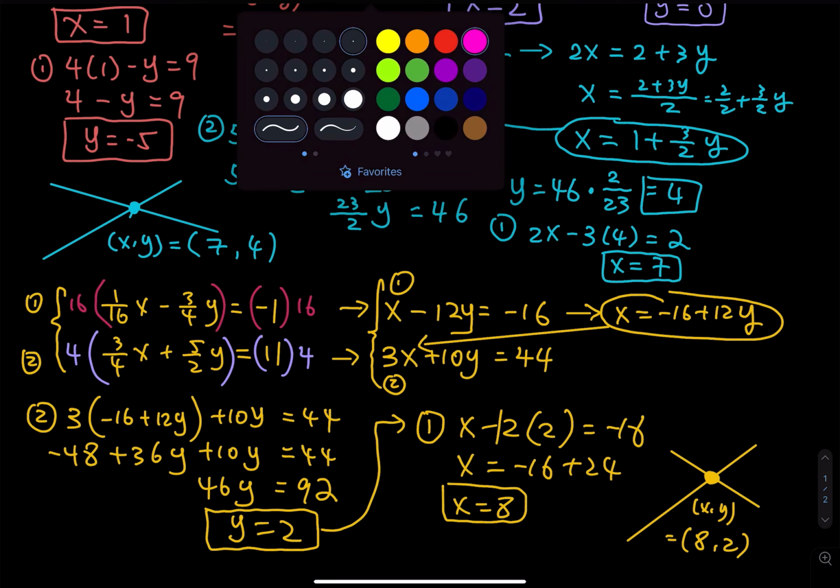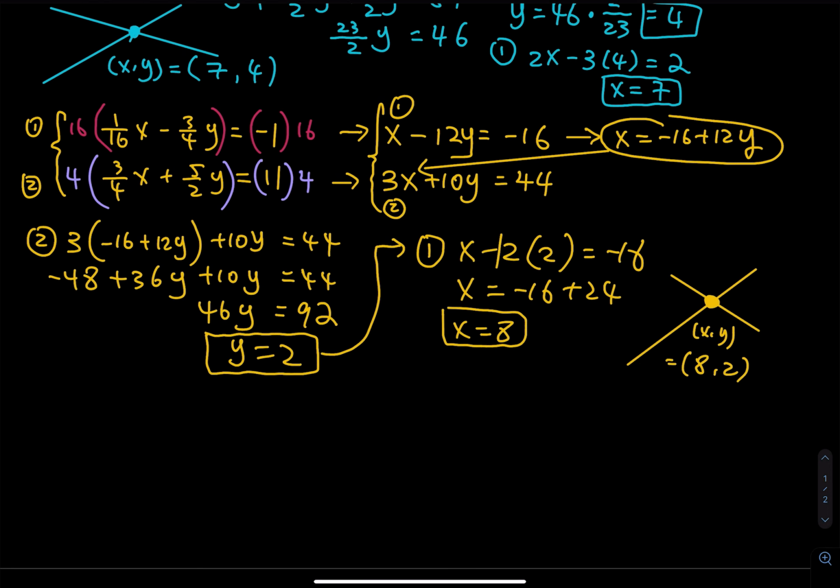The next system, let's pick some other colors. So it's 5 times x minus y equals 25, and then 3 times x plus y equals 6. Should I distribute 5 and 3? No. Divide both sides by 5. So what do you get?